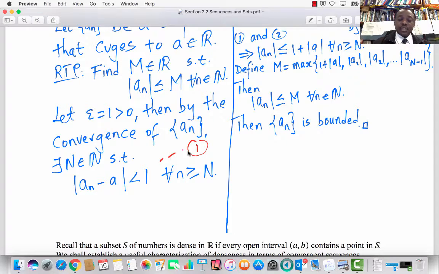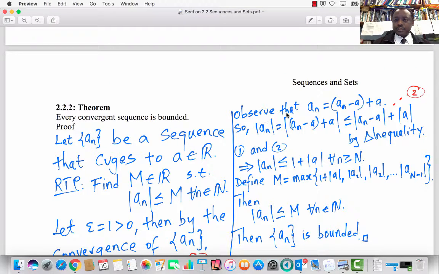Call that inequality 1. Also observe that an equals an minus A plus A, and if I take the absolute value of an, that gives me the absolute value of an minus A plus A, and applying one of the tools for analysis that we learned back in chapter 1, known as the triangle inequality, that is less than or equal to the absolute value of an minus A plus the absolute value of A, and call that inequality 2.